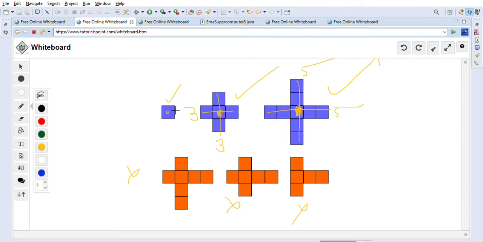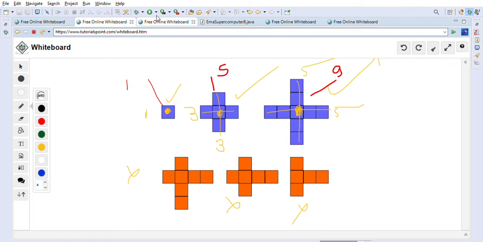This one square itself is a valid sign of size one, and you can calculate the area of each valid sign. For this one the area is 1. For this one the area is 5. How many squares are there? 1, 2, 3, 4, 5. For this one the area is 9, because there are 9 squares here. And these are all invalid plus signs.